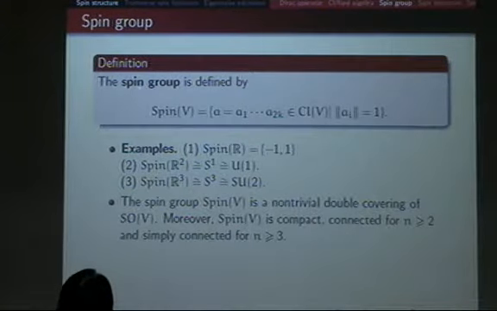And we define the spin group by the multiplication of even elements with length 1. For example, Spin(R) is minus 1 and 1, Spin(R2) is the unit circle, and Spin(R3) is like this. So the spin group is a Lie group. The spin group is a non-trivial double covering of SO(V). Moreover, Spin(V) is compact and connected for n greater than 2, and simply connected for n greater than 3.